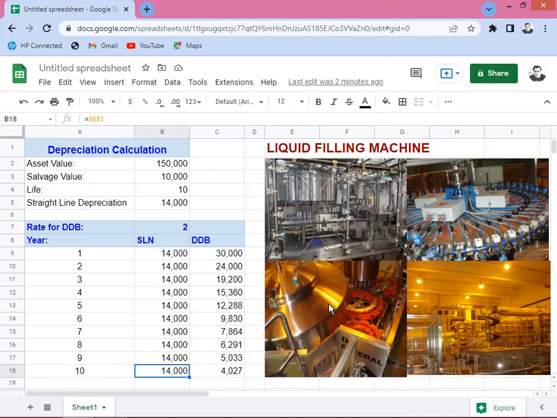Okay. So this is all I got for you today. This is the depreciation calculation lesson that I'm giving you today.